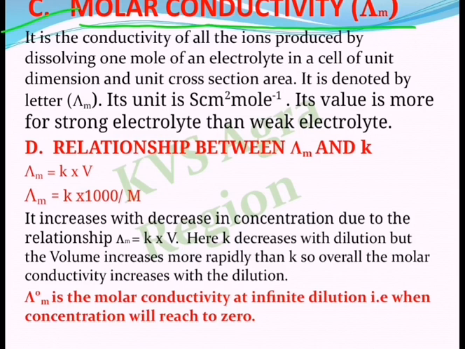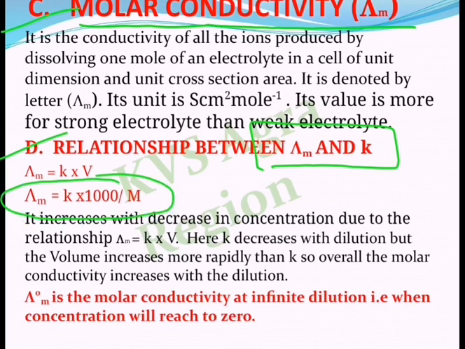Clear? Now the relationship between lambda m, which means molar conductivity, and specific conductivity. This is the formula you have to learn, which is very helpful to solve numericals. Lambda m is equal to kappa, meaning specific conductivity, into 1000 upon molarity.